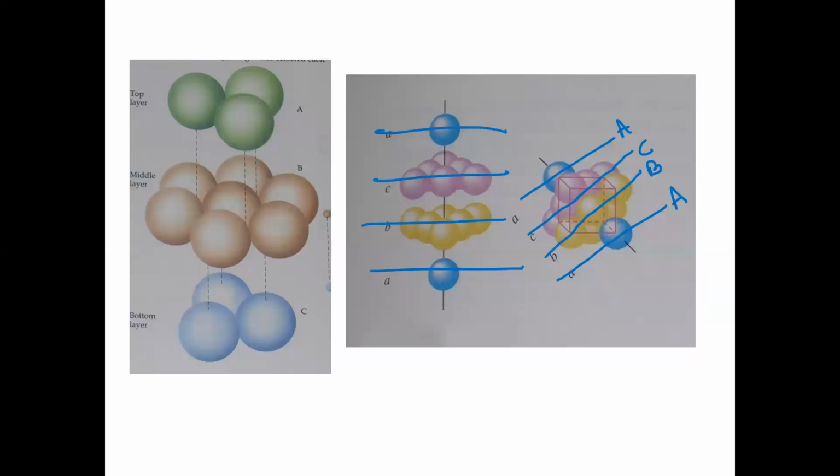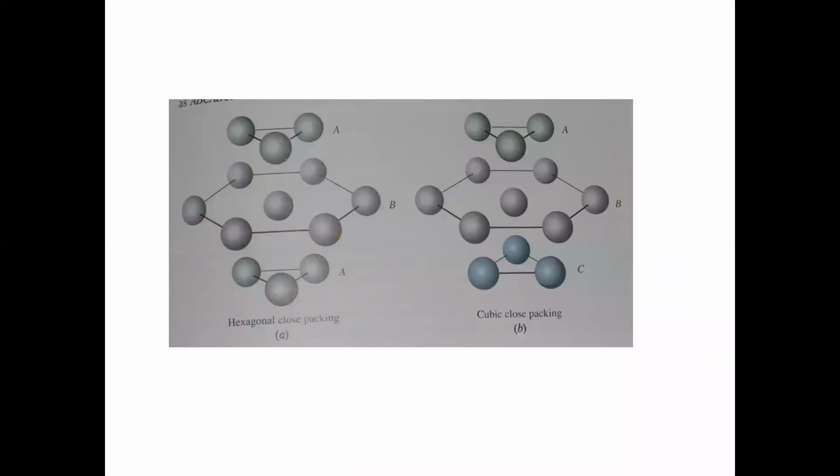So this is one unit cell. Again I'm showing this is the triangle, the same direction. These are the triangles in the opposite direction. This is AB, AB, and this is ABC, ABC.